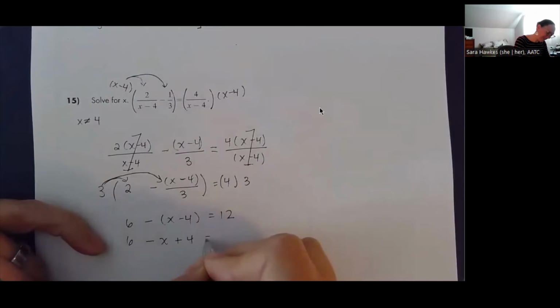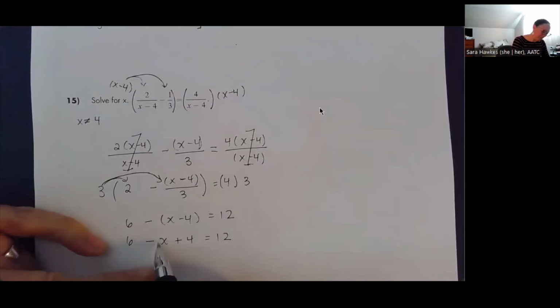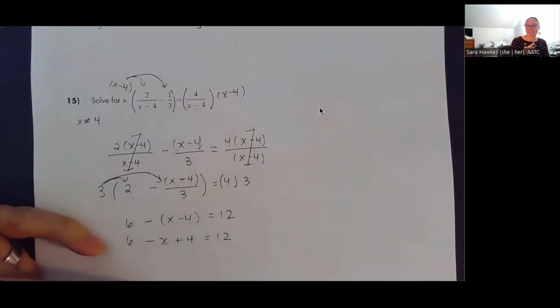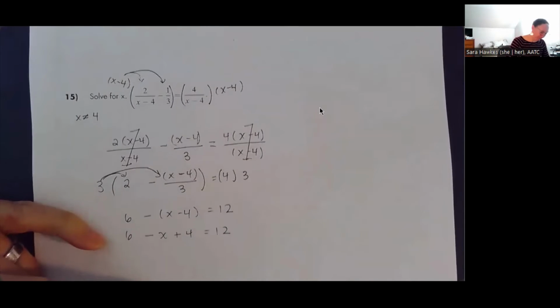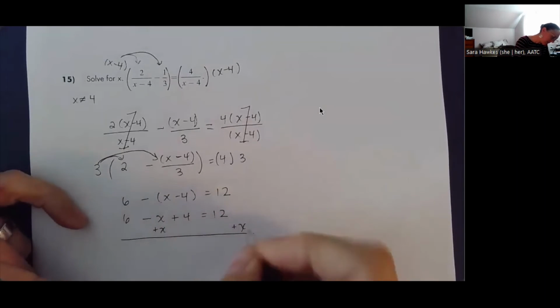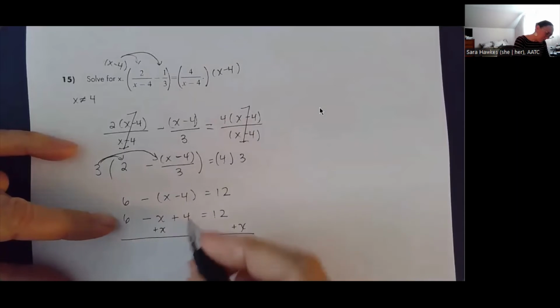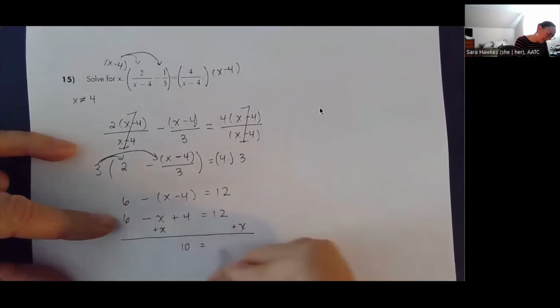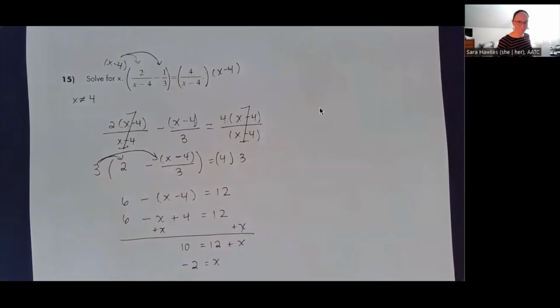Distribute that minus sign. I'm going to move my x to the right-hand side because I like to give it a positive coefficient. Six plus 4 would give me a 10. So right now I'm at 10 is equal to 12 plus x. And if I subtract 12 from both sides, I think I'm going to get that x is equal to -2.